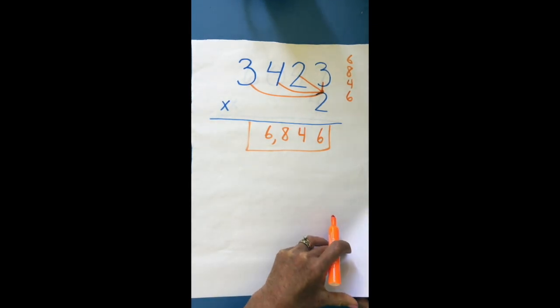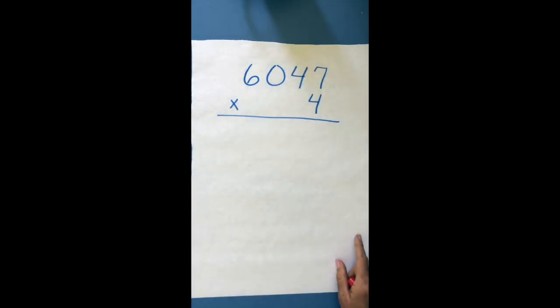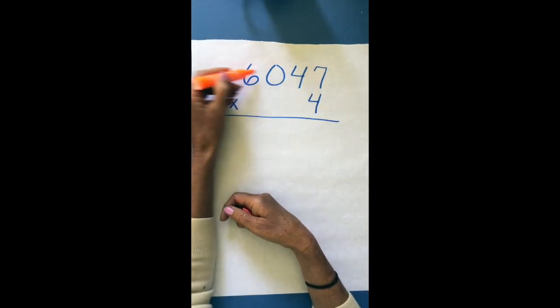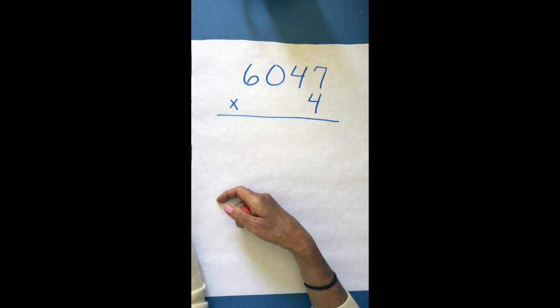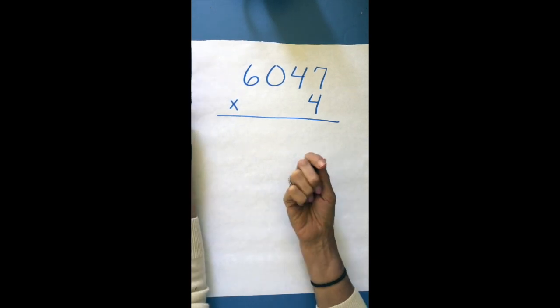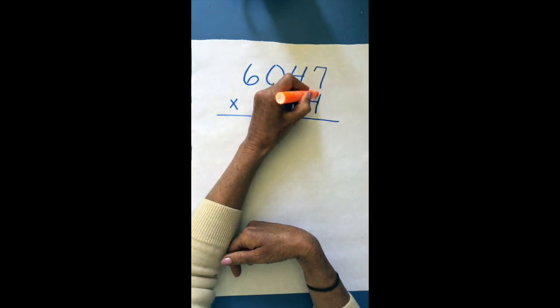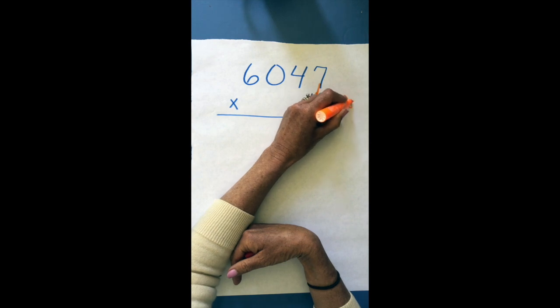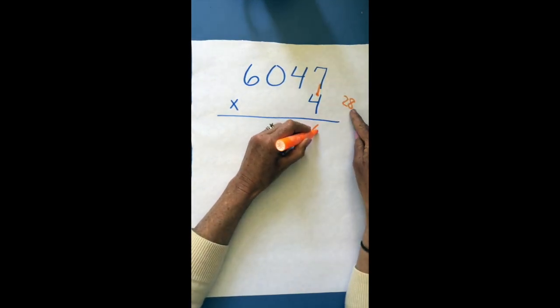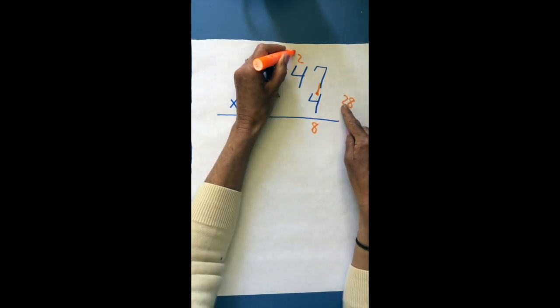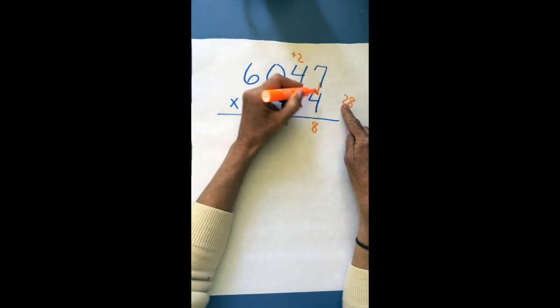Now I'm going to do this one, and you can see that if it was 4 digits on top, 5, 6, 7, as long as you're doing the repeated pattern, it's always the same thing. You always put a dot, and now I'm going to go to the ones house. So 4 times 7 is 28. The 8 goes down, the 2 goes up, and I put a plus sign to remember to add.